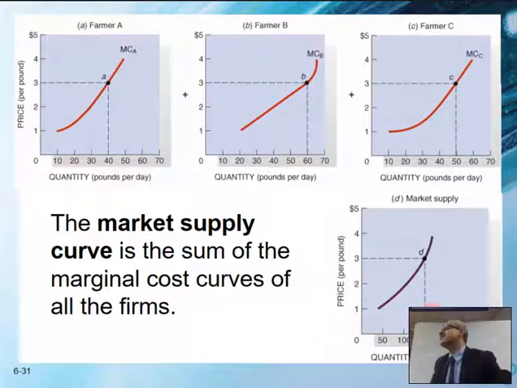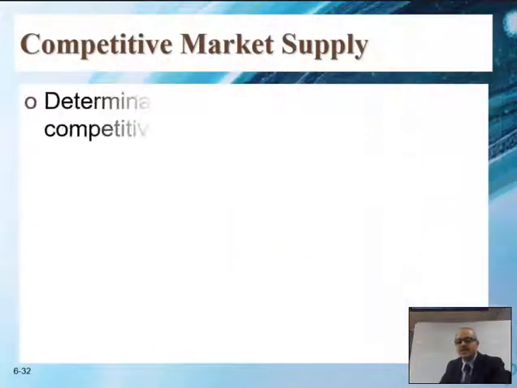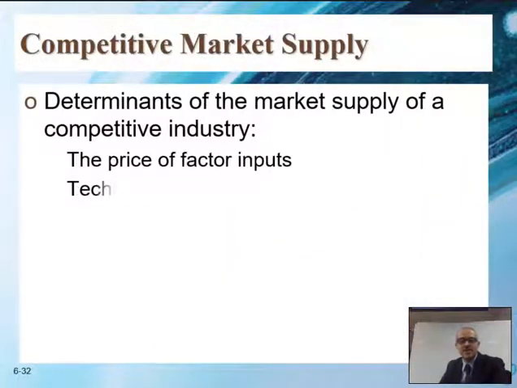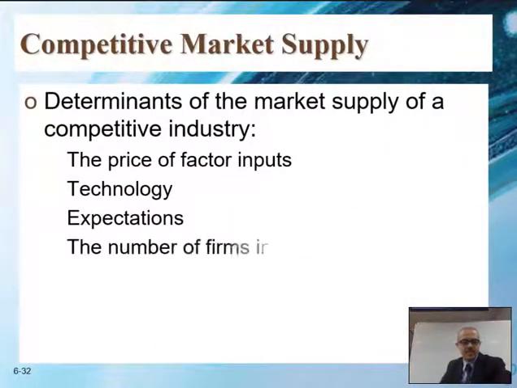So what is a supply curve? The supply curve is a total of all marginal costs for all the businesses. And the market supply curve is the sum of all marginal cost curves of all the firms. So that's the power of marginal cost. Because you add them up, you get the entire market. Competitive market supply determinants, factors, prices. This is a slide again.